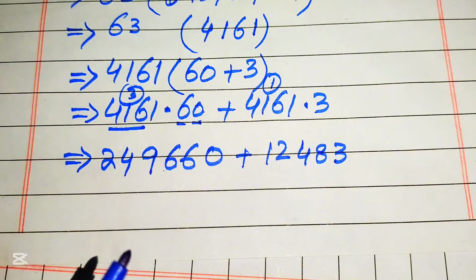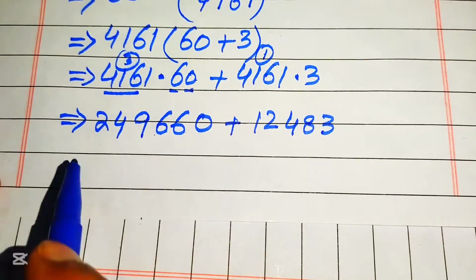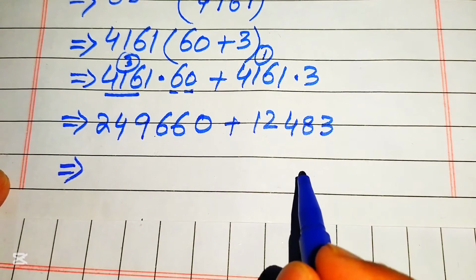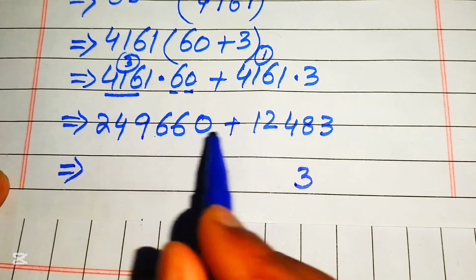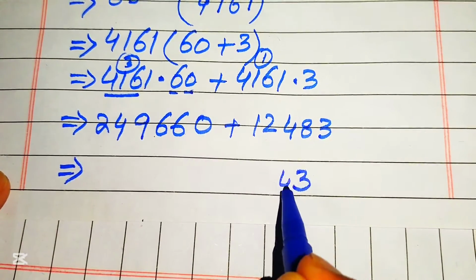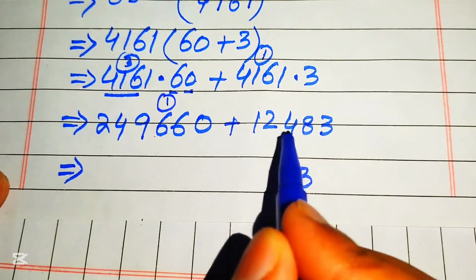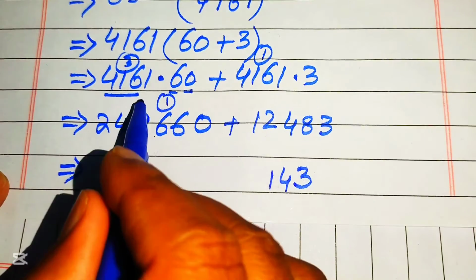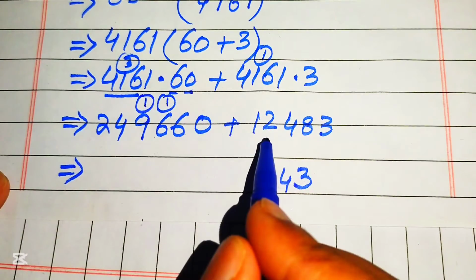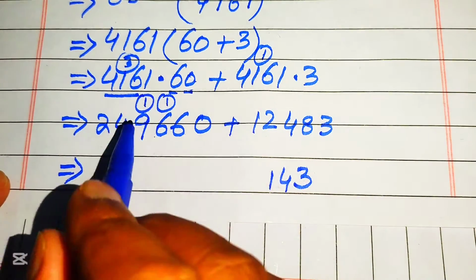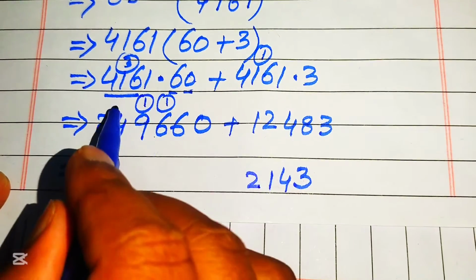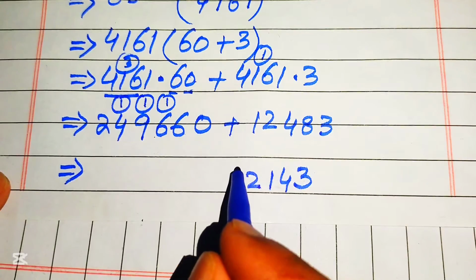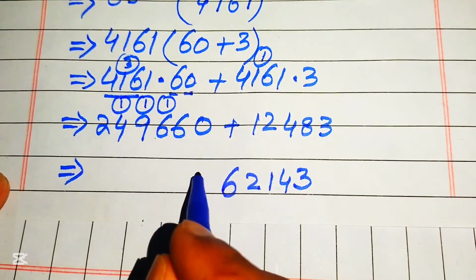And now in the next step we need to sum up these two values. So here when you add these two values, you have 0 plus 3 becomes 3, 6 plus 8 becomes 14, we write 4 and carry 1. 6 plus 4 becomes 10, 10 plus 1 is 11, we write 1 and carry 1. 9 plus 2 equals 11, 11 plus 1 is 12, we write 2 and carry 1. And 4 plus 1 is 5, 5 plus 1 is 6, and this is our 2.